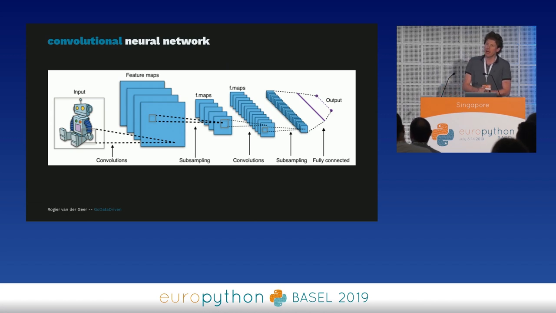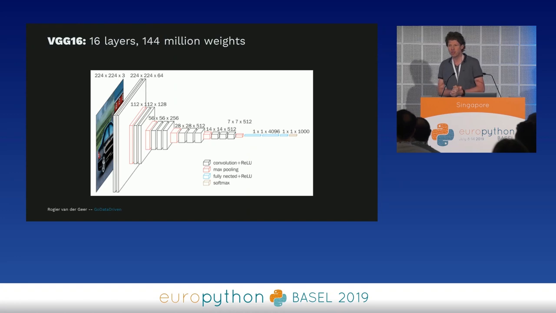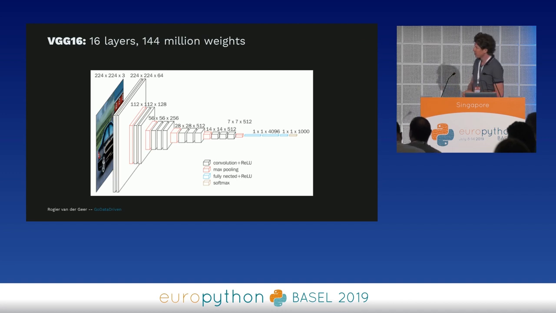OK, a typical example of a convolutional neural network is VGG16. VGG16 is a big neural network, and it consists of 16 layers and has in total 144 million weights. I hope you recognize some of the ingredients here. We start with an image, which is 224 by 224 pixels, with three layers, one for each color: red, green, and blue. Then we start at the left with two convolutions, then some max pooling to subsample, two more convolutions, more subsampling, and then more convolutions, subsampling, more convolutions.